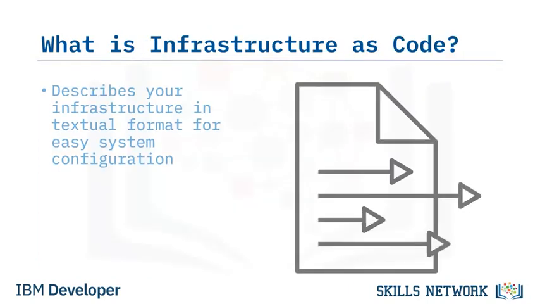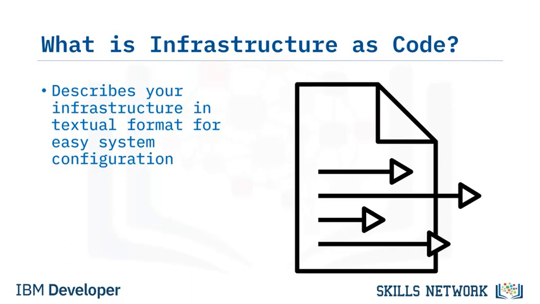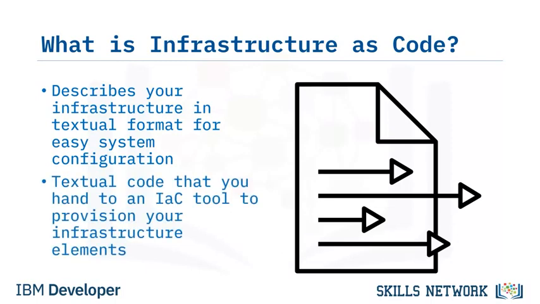Let's discuss what we mean by Infrastructure as Code, or IaC. It provides a great way for you to describe your infrastructure in a textual format. But I'm not referring to a word processing document. We're talking about a textual file format that you can actually use to configure your systems much like code. We're talking about textual code that you could hand to an IaC tool, and that tool reads the code and then builds your servers and networks and storage, etc. Essentially, the core infrastructure elements that you need.